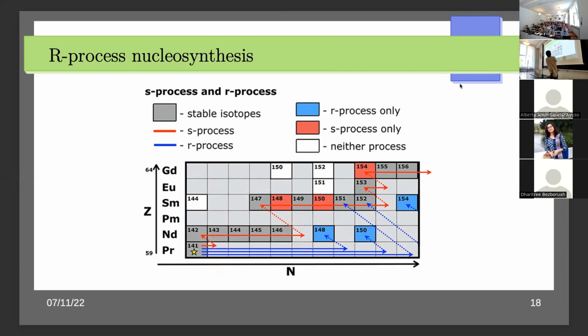So we can never form this 148 if the neutron capture rate is comparable with the rate of beta decay. So we want to capture a lot of neutrons before a beta decay can happen. We have to absorb like 6 or 7 neutrons, and then it can undergo a beta decay, and we end up with this neodymium 148. If this is to happen, we need to be in an environment which is very neutron rich.